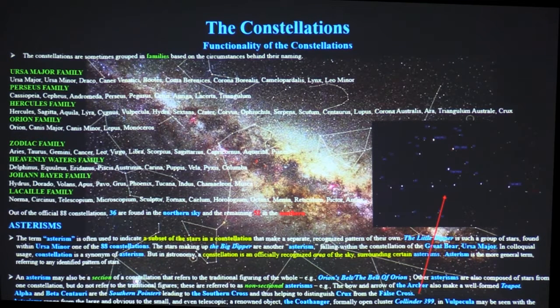The term asterism is used to indicate a subset of stars from a constellation. They make a separate recognised pattern of their own, like the Big Dipper in Ursa Major. An asterism may also be a section of a constellation, so Orion's Belt. Non-sectional asterisms, for example, the bow and the arrow of Sagittarius, the archer, also make an asterism, and so does the teapot in Sagittarius, that funny little shape. So that's all an asterism is.